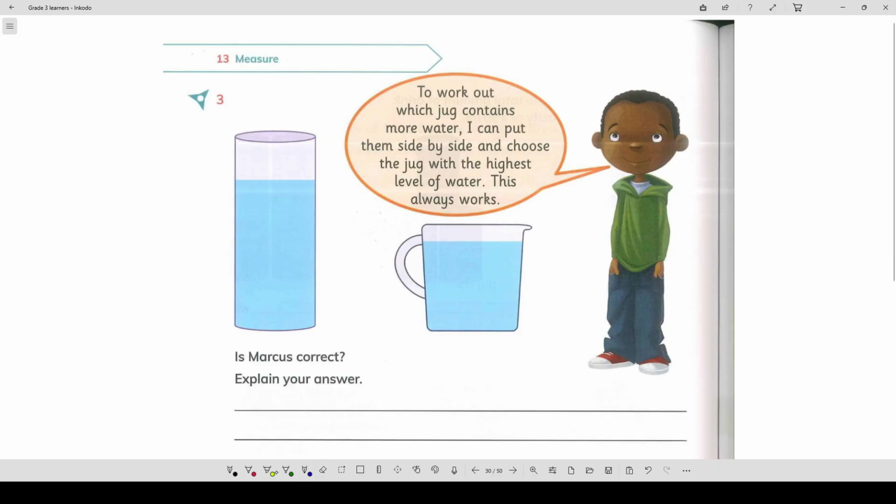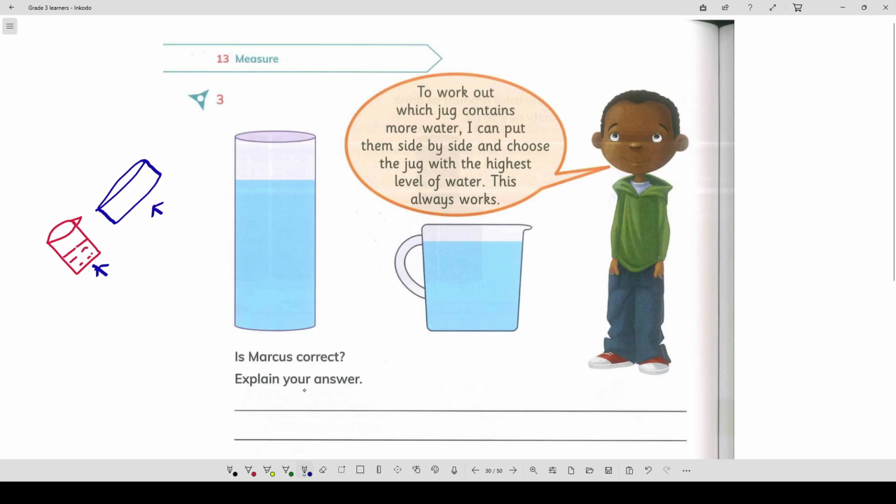Here is a jug, and up to here some water, and here is another jug. Now let me know which one is largest. Is it this one or this one?